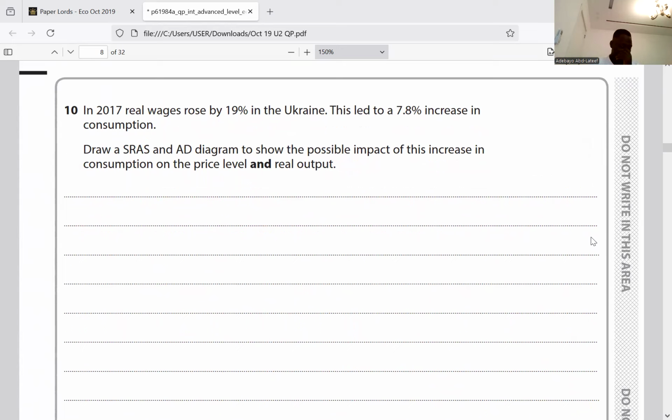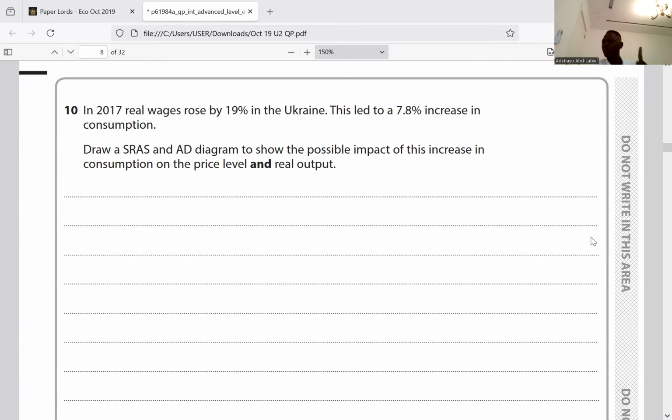Question 10. In 2017, real wages rose by 19% in the Ukraine. This led to a 7.8% increase in consumption. What is real income? Real income is income adjusted for inflation. So if real wages increase by 19%, consumption increases, and living standards increase. They said we should draw an SRAS and AD diagram to show the possible impact of this increase in consumption on the price level and real output.